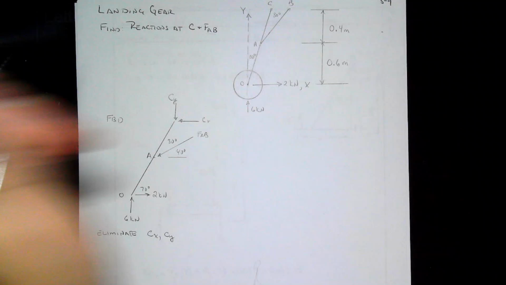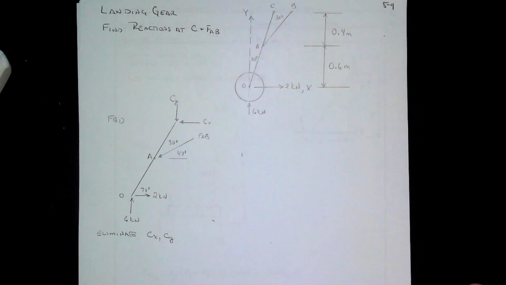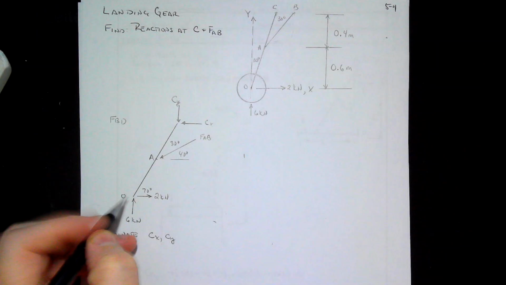And so on this plane we have this main strut that's coming down. All right, and so this is at 20 degrees to the vertical. Here's A, where another strut comes down. And so there's 30 degrees between them. And then up here, they pin connect into the fuselage of the airplane.